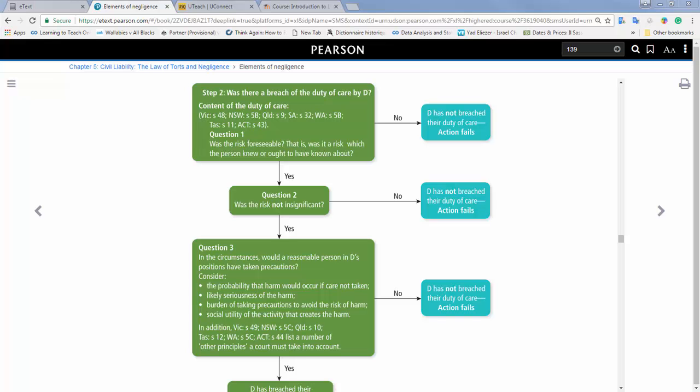So that's when we take precautions, when the risk is not insignificant, the risk is big enough, large enough to merit or to warrant that you have to actually address this risk. So how do you do that? So you consider things like the probability that harm would occur if care is not taken.